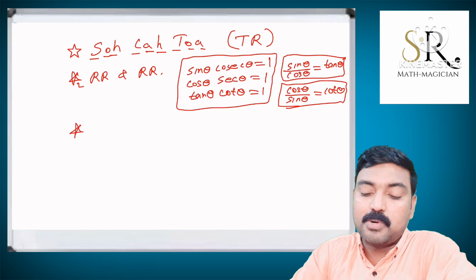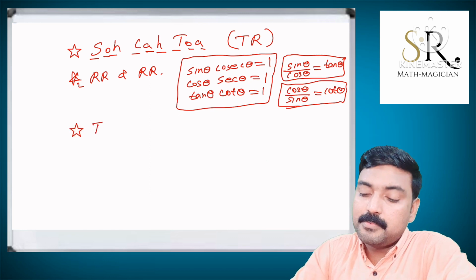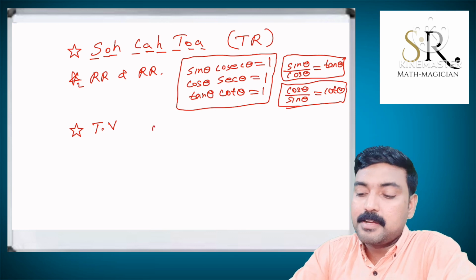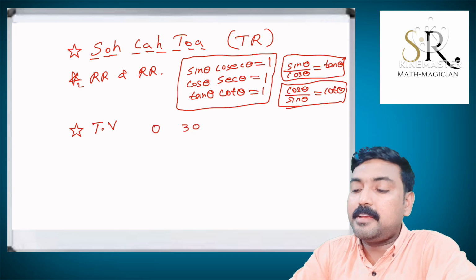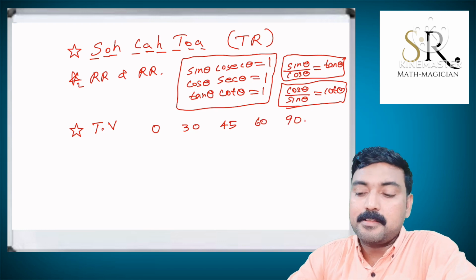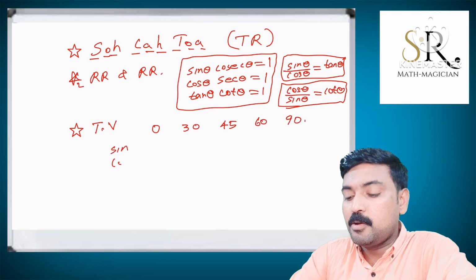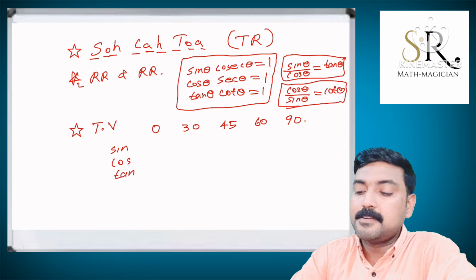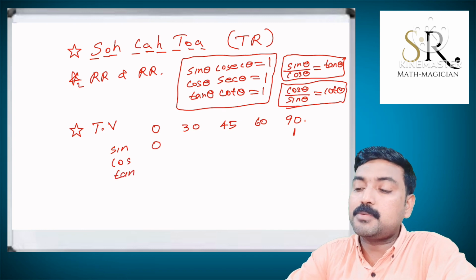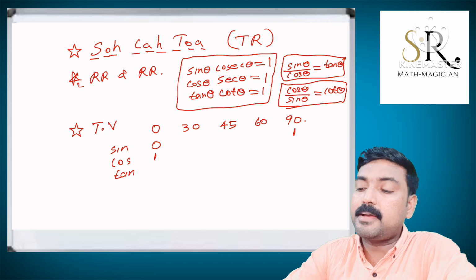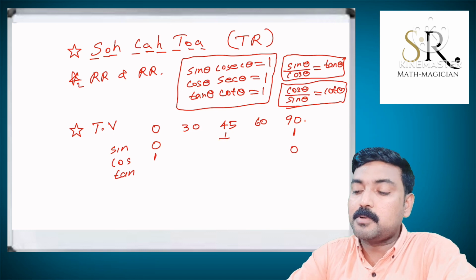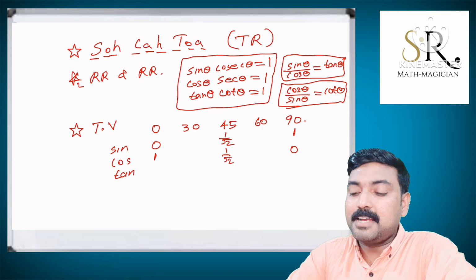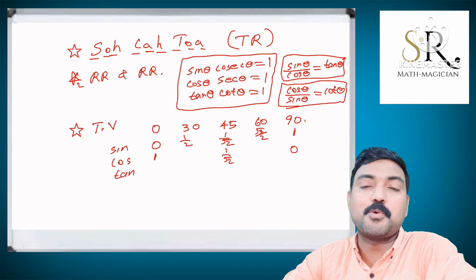Now third point. What is the third point? Trigonometric values: 0 degree, 30 degree, 45 degree, 60 degree, 90 degree. The important thing in the case of sine, cos, tan. Sine starts from 0, ends at 1. Cos starts from 1, ends at 0. In the middle it is both the same, 1 by root 2. Sin 30 is 1 by 2. Sin 60 is root 3 by 2. In reverse order it is the cos value.